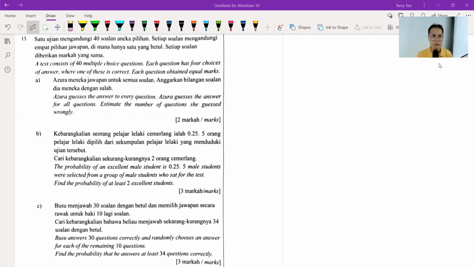Okay, so what is the probability that she guessed the answer wrongly? In an objective test, you have multiple choice questions. You have 4 answers, A, B, C, D. So in this case, there's only one correct answer, so the probability of getting the wrong answer is 3 over 4. Now your n is 40. To estimate the number of questions means to find the expected value, or we say mean, average. The formula is np. So we take 40 times 3 over 4. The answer is just 30.